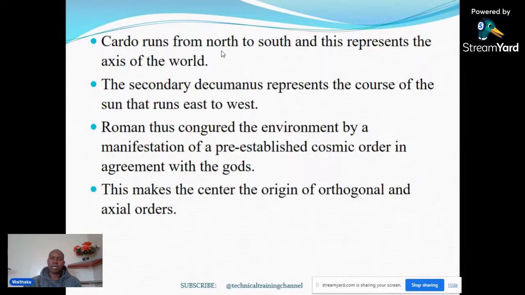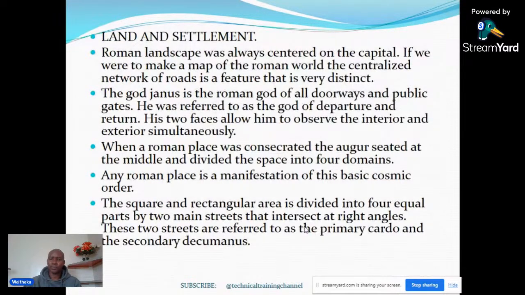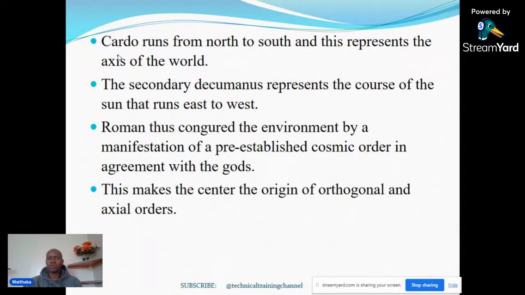Cardo runs from the north to the south, and this represents the axis of the world. The secondary decumanus represents the course of the sun, that is, it runs east to west.